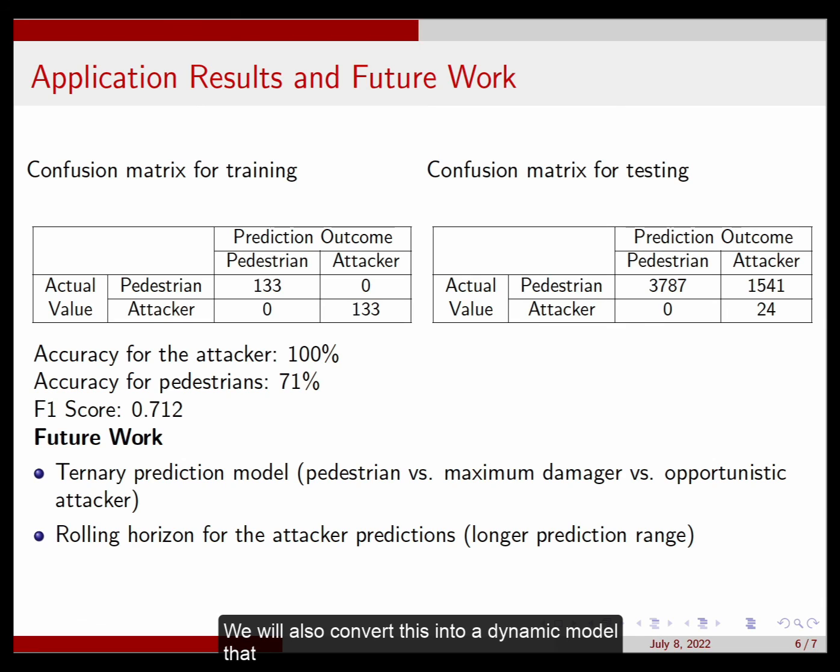We will also convert this into a dynamic model that changes beliefs on the attackers and the pedestrians as the game evolves.